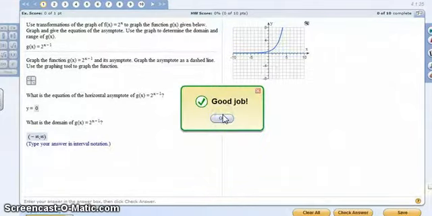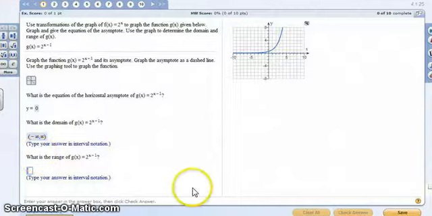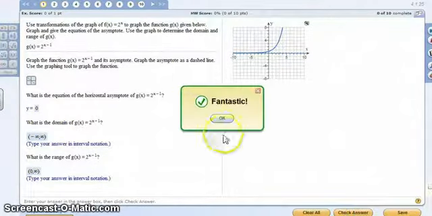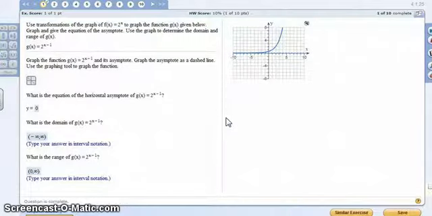Good job. And then the last one was the range. Now the range is not quite the same here. The range is going to go from 0 all the way up to infinity. So I can't include 0 because 0 is an asymptote, so I'm going to use 0, comma, infinity. Let's get all the way over there. That's better. And then I'm going to check my answer. Fantastic, awesome. So it looks like I have finished all parts. I did. So I finished all parts of this exercise, so I hope that helps.